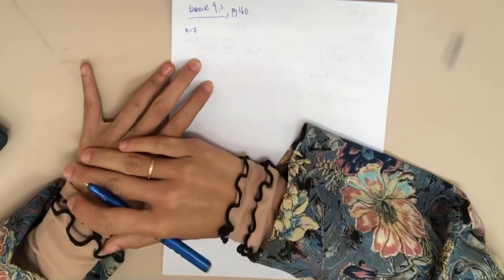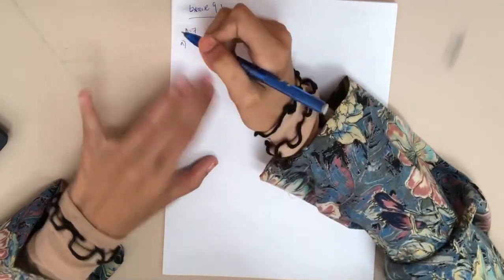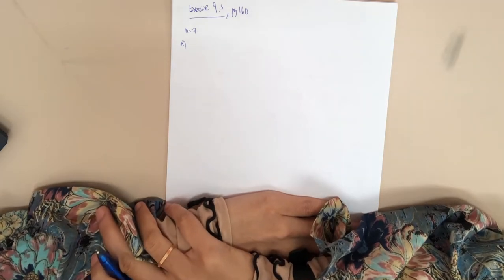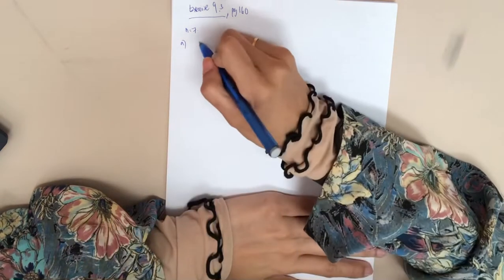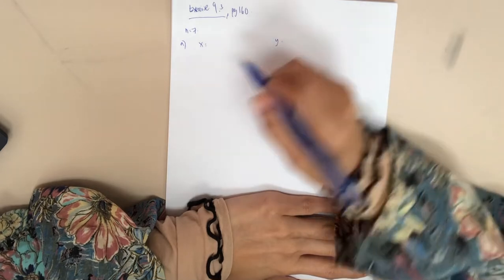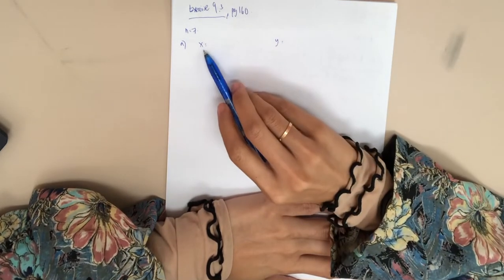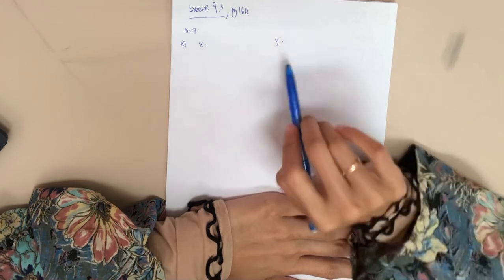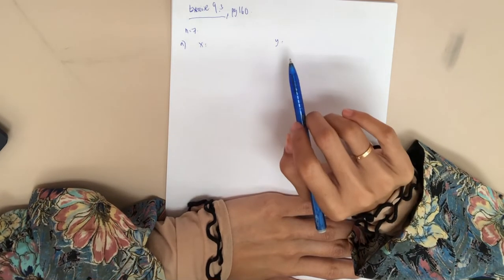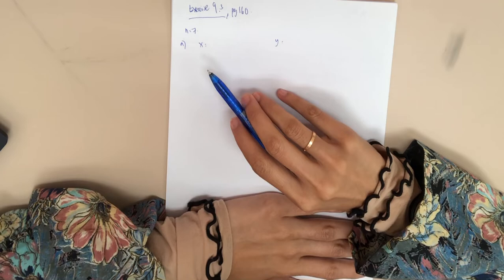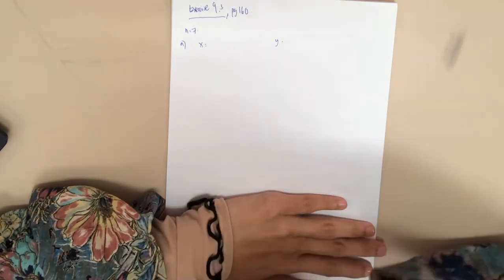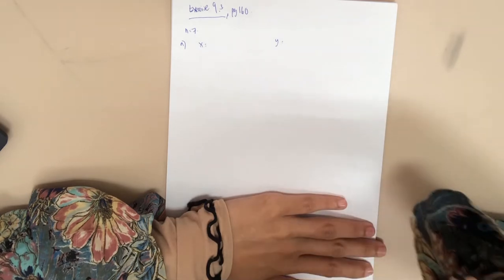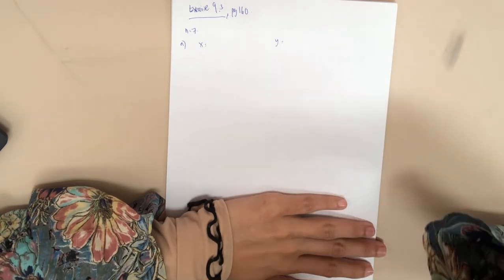Then question A first. We do it one by one. A: determine the dependent and independent variable of the study here. So I just write down X and Y first. X refers to the independent variable and Y refers to the dependent variable. So what are the dependent and independent variables? Class, read it again. The question is about the relation between GPA and the number of hours.